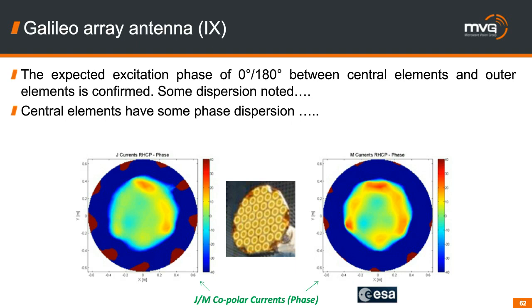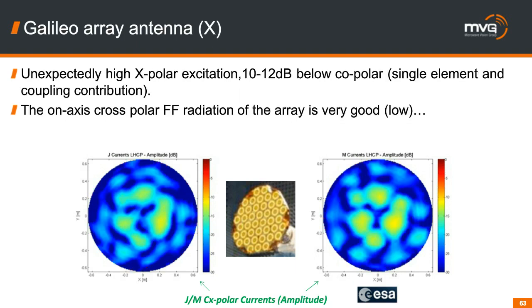In order to discover the design mechanism behind the achieved on-axis cross-polar performance observed in the measured radiation pattern, the cross-polarized equivalent currents computed by InSight are also analyzed. The normalized amplitudes of the cross-polar currents are reported here. The levels have been normalized with respect to the peak of the copolar distribution.